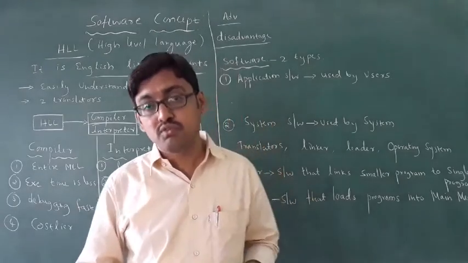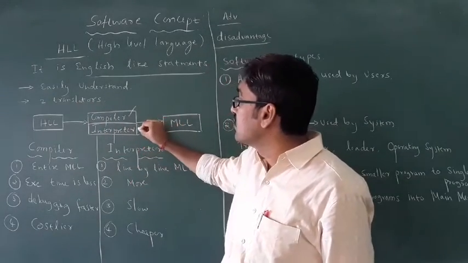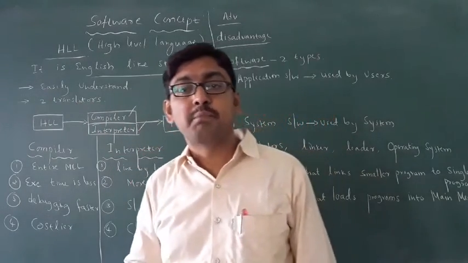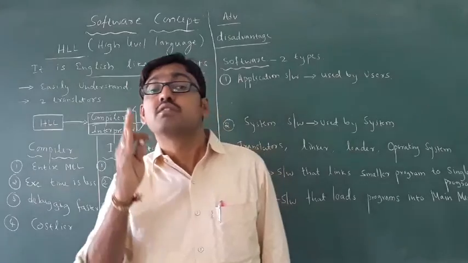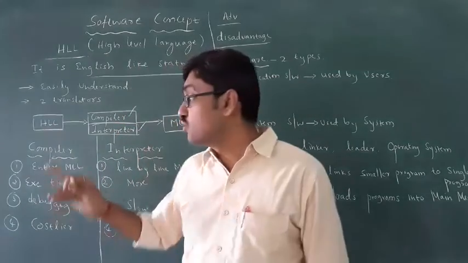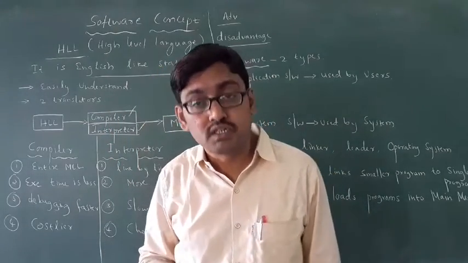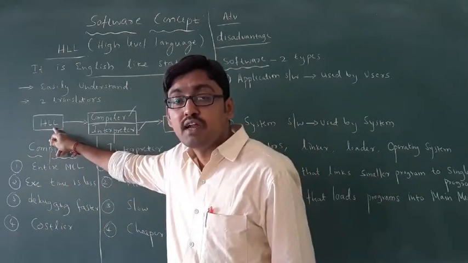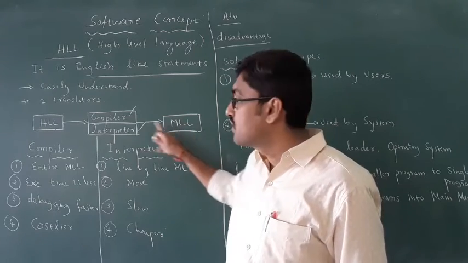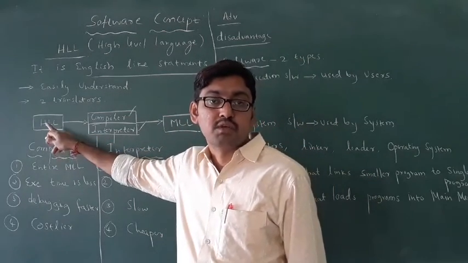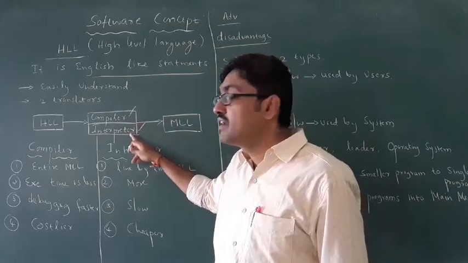Which translator do you have to use? There are two translators you have to use: one is the compiler and the other is the interpreter. The compiler and interpreter are the two translators which convert our high level language to machine level language. The computer knows machine level language, but what we know is high level language. So what is needed in between? We want a mediator, that is a compiler and interpreter.